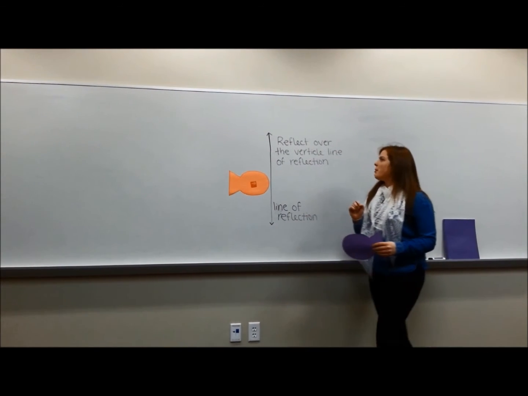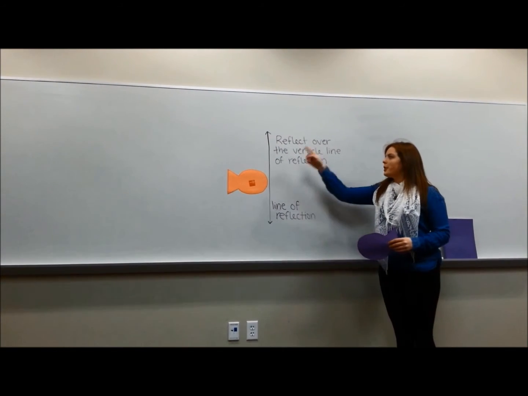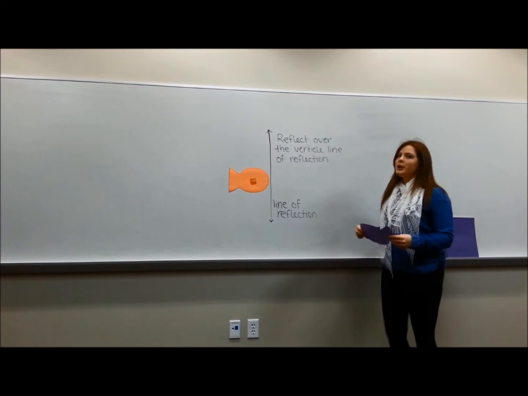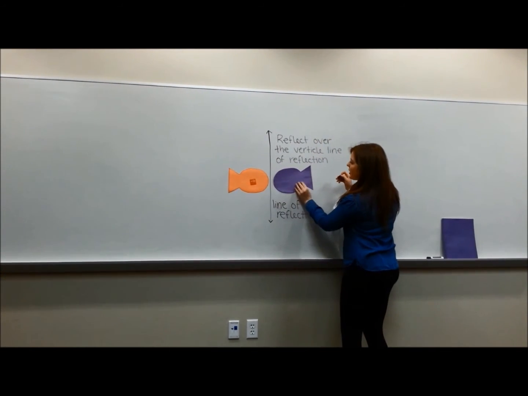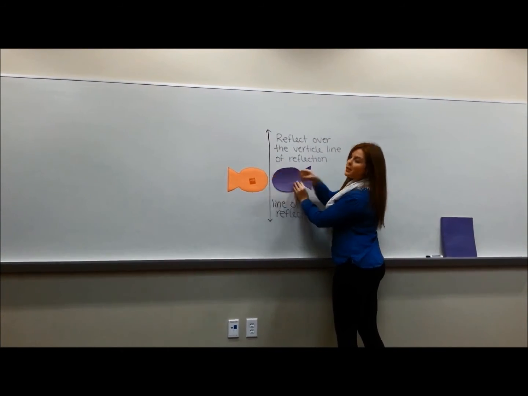For this reflection problem, we're going to reflect the image over the vertical line of reflection. So we're simply going to take the image and flip it to the other side and keep it equal distance from the other image.